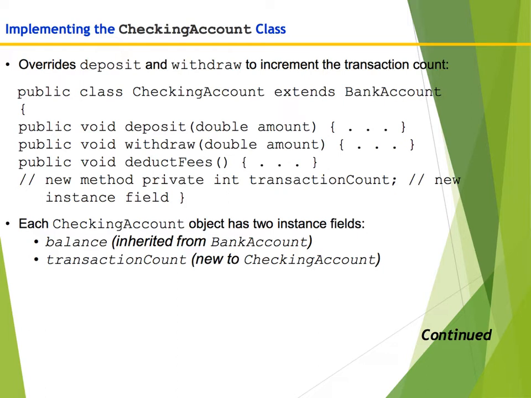We know that each checking account object should have two instance fields. One is the balance that is inherited from bank account. Another is transaction count, which, as I said, keeps track of the number of transactions per month. So that is a new field to checking account. Other bank accounts don't need that.